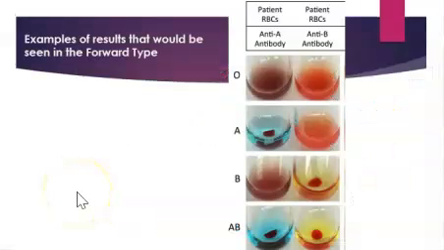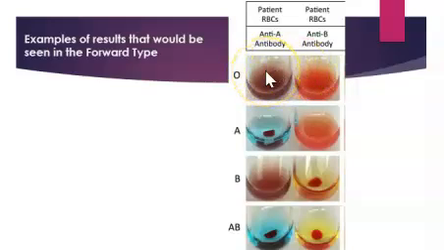So let's pretend we've performed the forward type reaction that we just went over in the previous slide on 4 samples. This will be our first sample, second sample, third sample, fourth sample. So let's look at our first sample. So what did we put in here? We put in 1 drop of patient red blood cells and we put 1 drop of antibody A reagent. In this tube we put 1 drop of red blood cells and 1 drop of anti-B or antibody B reagent.